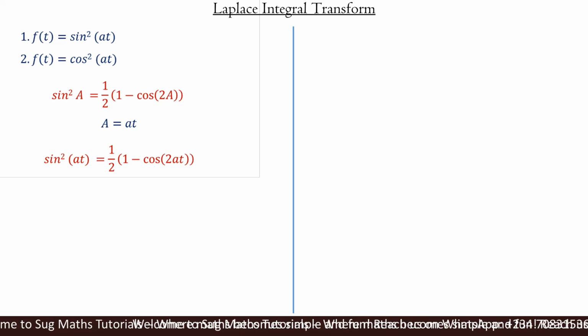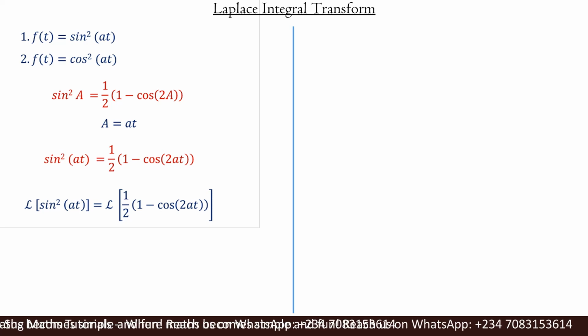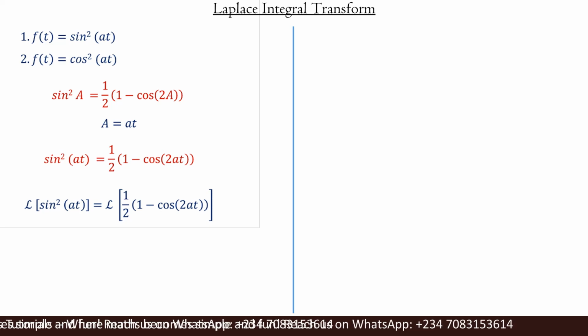Now, let a equal to at. In this place where we have sine squared a, we're going to write at. That means we're going to have sine squared at is equal to 1 all over 2 open bracket 1 minus cos open bracket 2a. In place of a, we have 2at. Are we together? Meaning that when you say the Laplace transform of sine squared at, it is the same thing as saying the Laplace transform of 1 all over 2 open bracket 1 minus cos 2at. Let's bring out 1 all over 2 behind the Laplace.